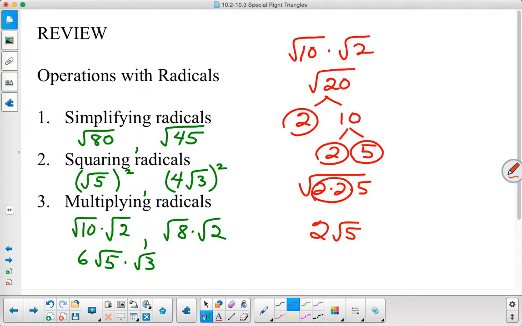Look at all the steps that were involved there. So you can multiply square roots together, but then you have to consider whether you can simplify.